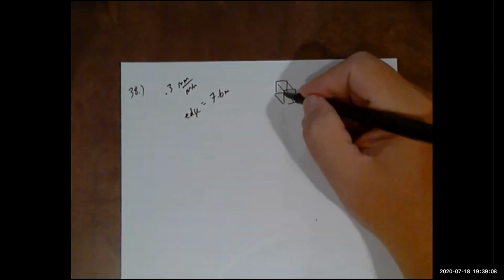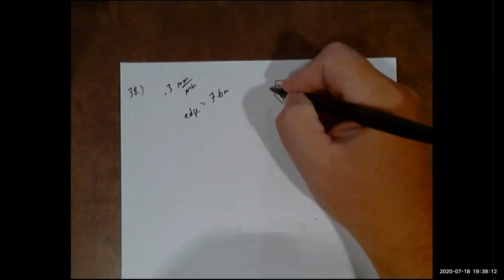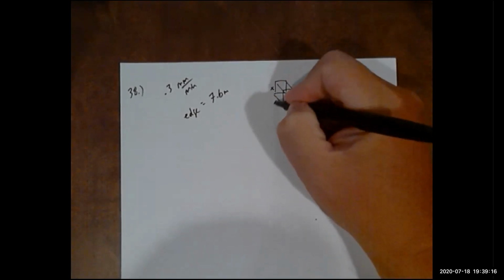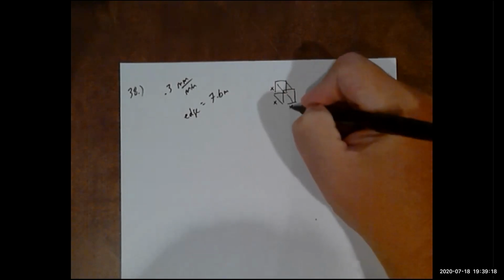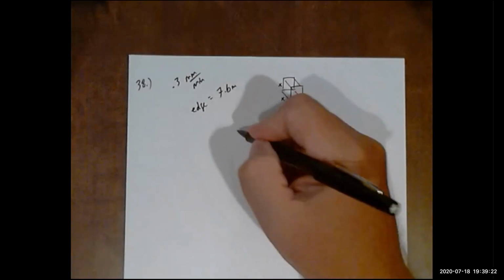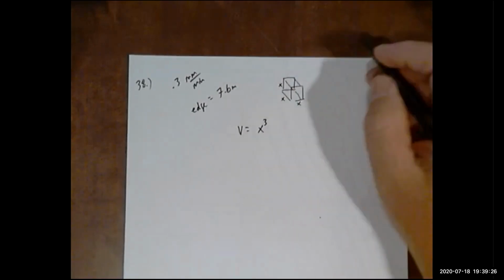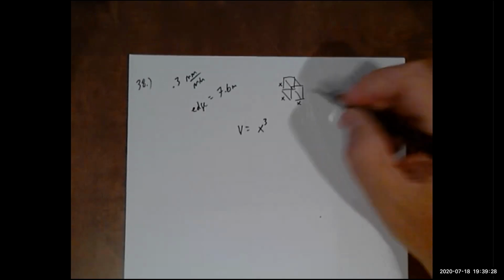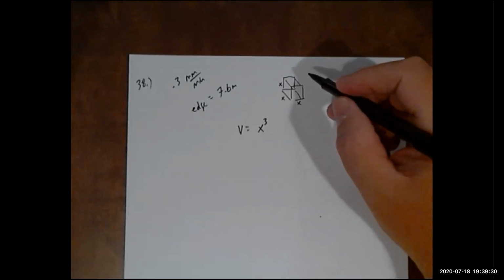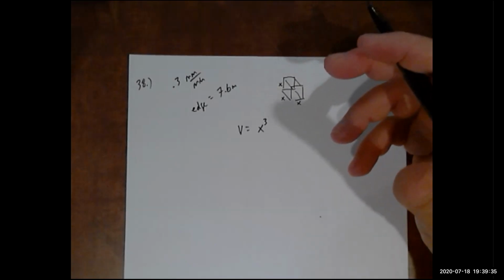Got a cube. A cube is equal on all four sides. We'll call the sides of the cube x. So the height is x, the length is x, the width is x. What is the volume of a cube? X cubed, right? But this cube is shrinking, it's melting, and it's doing so equally. Each side's shrinking the same amount.